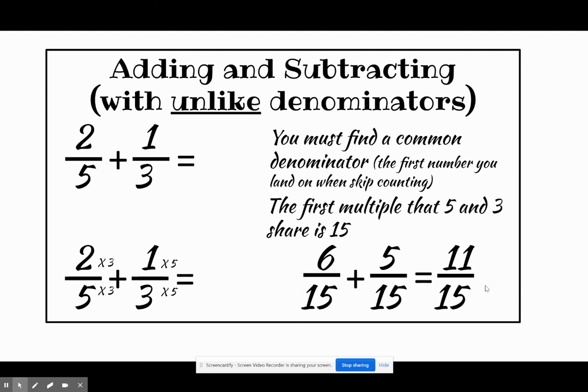Now, when I add them, the bottom number stayed the same. I worked hard to get 15 to be the same. You simply add the top numbers, and now you have 11/15.